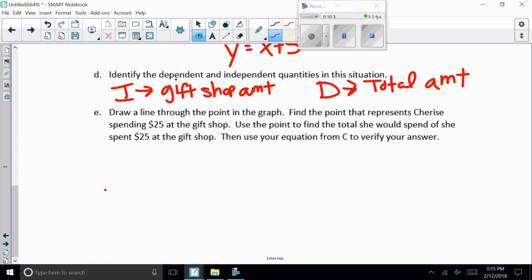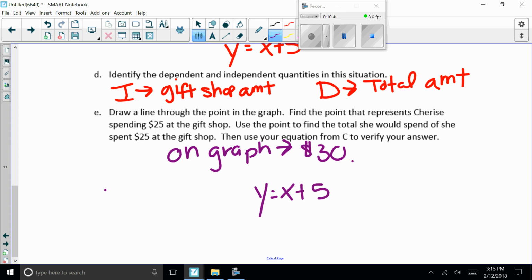Okay, so on the graph, it appeared to be $30, but now we're going to prove it with our equation. If our equation was y equals x plus 5, and it tells us that our x is going to be our 25, I'm going to make it 25 plus 5, which does in fact equal $30. So this equation right here proves that that is our relationship and that you will get an outcome of $30 if you spend 25.